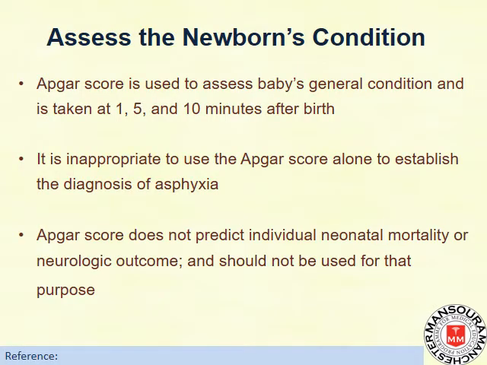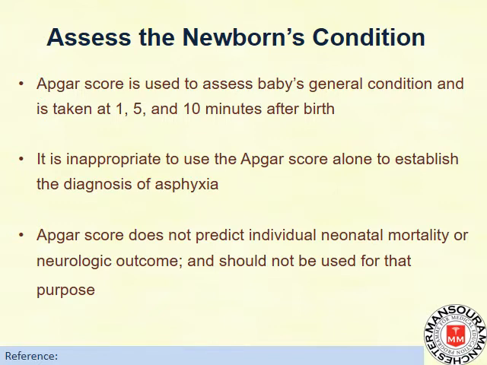When we assess the newborn's condition in the delivery room, we come to the Apgar score. Apgar score was originally derived from a great pioneer in neonatology, Dr. Virginia Apgar, in 1952. This score was used to assess the baby's condition and is taken at 1 minute and 5 minutes. And now it is extended to 10 minutes as well.